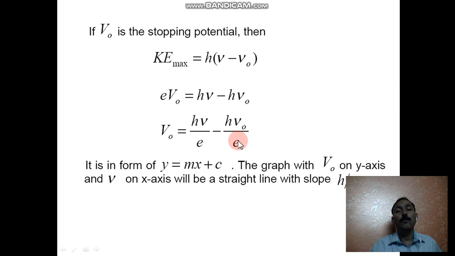The graph with V naught on the y-axis and nu on the x-axis will be a straight line with slope h by e. So knowing the values of different frequencies and applied voltages, we can find out Planck's constant experimentally in our lab. So we have to do this experiment in our lab.